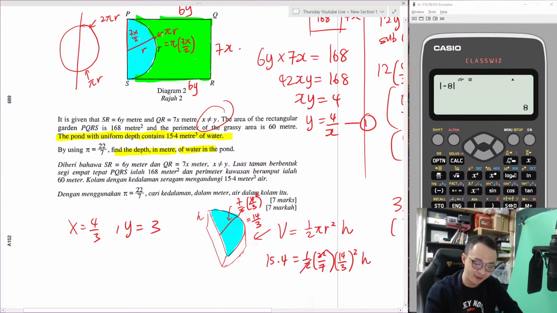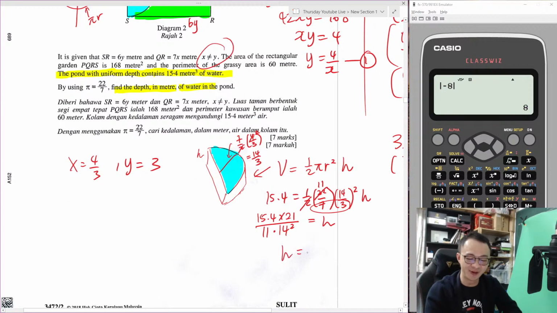So let's solve it. Throw the whole thing to the other side: 15.4 times 21 divided by 11 times 14 squared equals h. I just throw everything to the other side to get my depth here. Put a fraction, 15.4 times 21 divided by 11 times 14 squared. Alright, so my depth should be 0.15 meter.